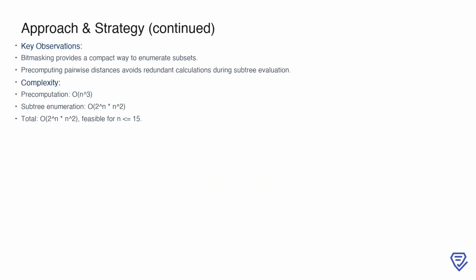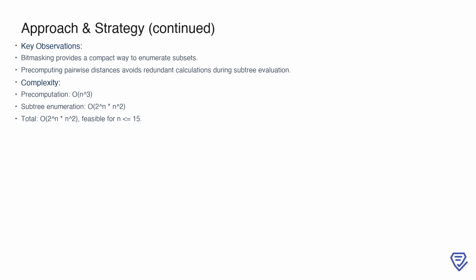There are several key insights that make this optimized approach effective. First, by using bitmasking, we can enumerate subsets in a compact and systematic manner. Second, pre-computing pairwise distances eliminates the need to repeatedly calculate distances for every subset, significantly improving efficiency.